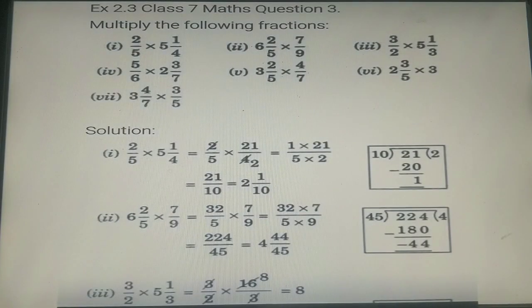This is question number 3 along with the solutions. Here the question is: multiply the following fractions. So multiply, it is the same as the earlier one. 2 by 5 multiplied by 5 1 by 4.